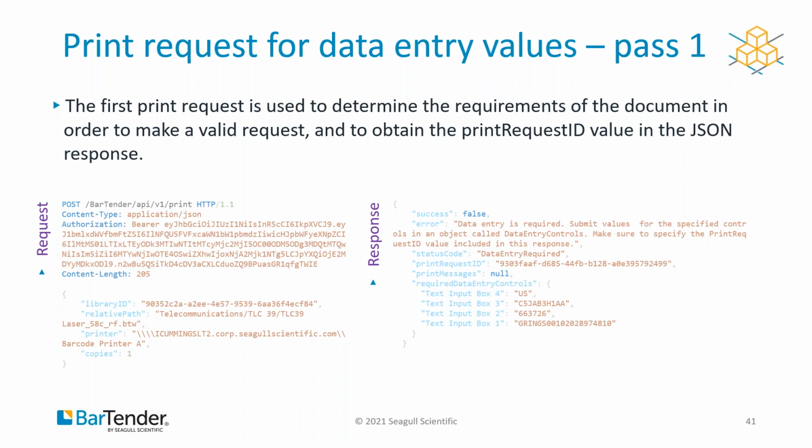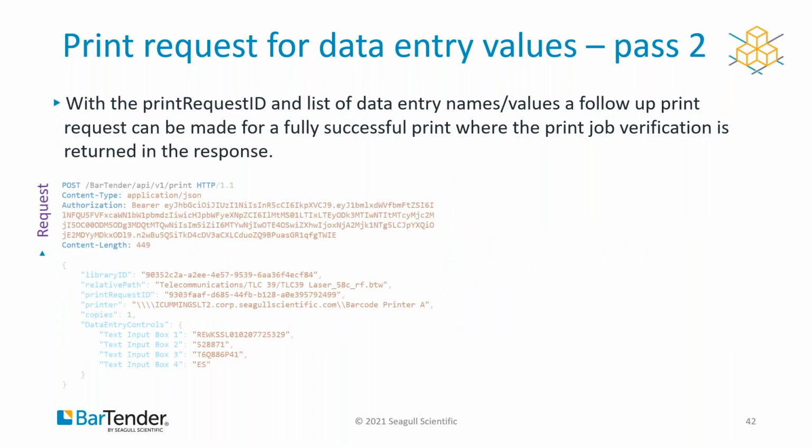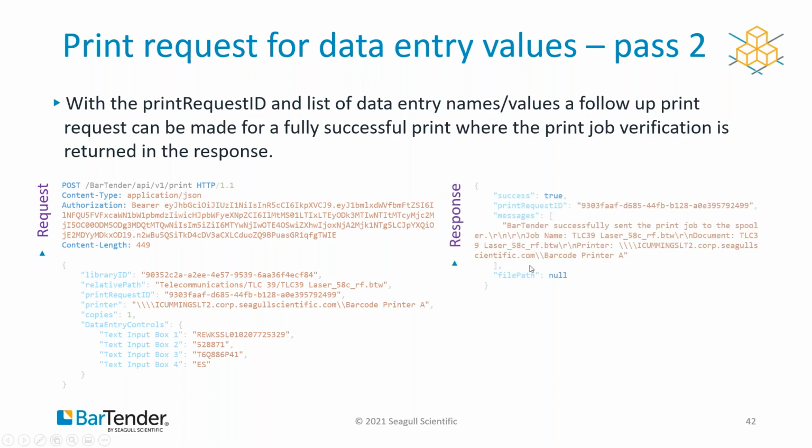So it's a way of querying that document to understand what variable data items can be filled in, kind of virtually in terms of a form, so that in a follow-up request, so pass number 2, we can set those data entry control values as part of the request. And this, of course, will result in a successful print job.